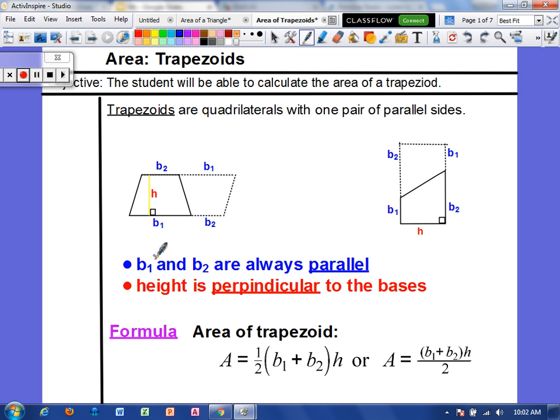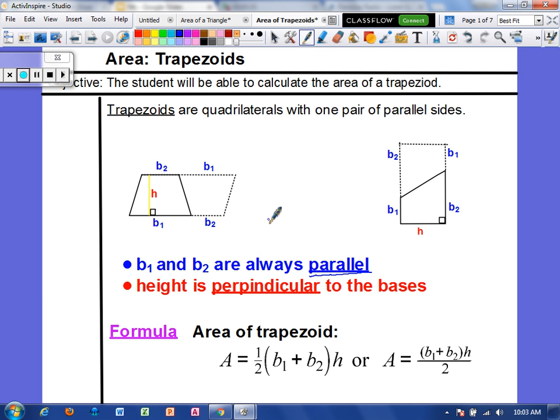Alright. On a trapezoid, you actually have two bases. I know we've been working with one on our other quadrilaterals and on triangles, but for a trapezoid, it's going to have two bases, and those are always going to be parallel. So those are the parallel sides we just talked about.